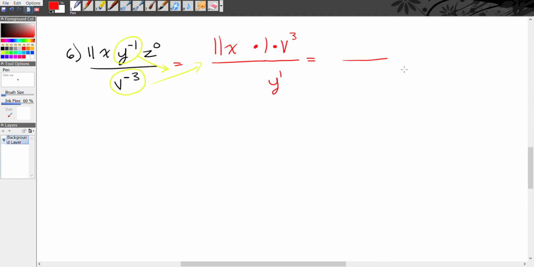Finally, on the bottom here, well, I don't need to write y to the first power. Y to the first power is just y, okay? And then 11x times 1 is 11x times v to the third is v to the third. So this basically just goes together, and then v to the third alphabetically comes before x, so I'm going to write it as 11 v to the third x. And this is our answer.